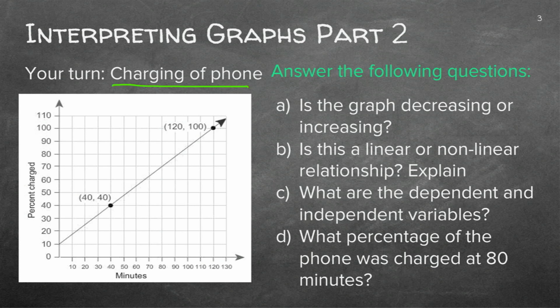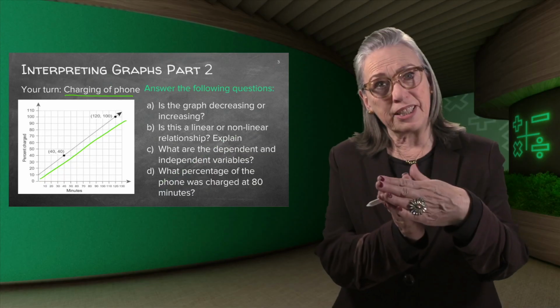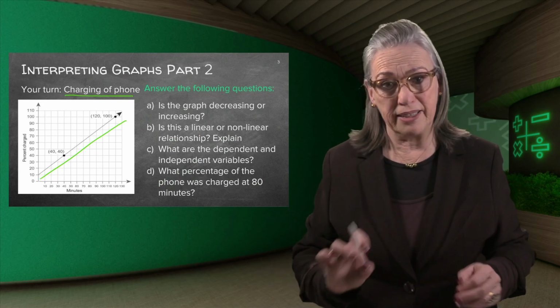Just look at this graph. Is the graph decreasing or increasing? Correct. It is increasing, right? Is this a linear or a non-linear relationship? Linear, but you must tell me why. Because it is in a straight line. So it is constant: as the one increases, the other one increases. So it is a straight line.